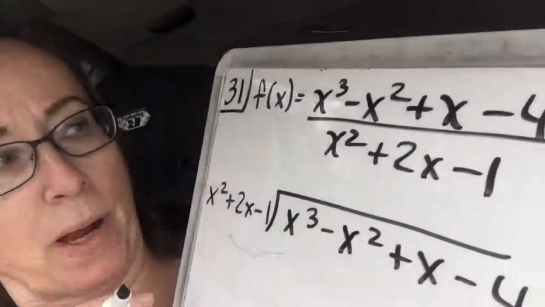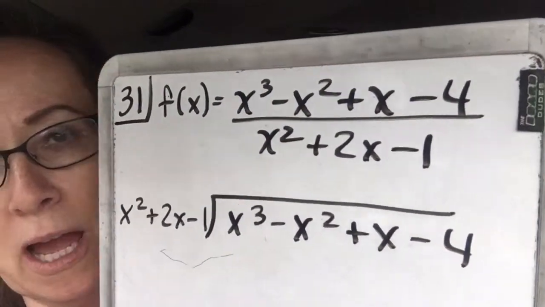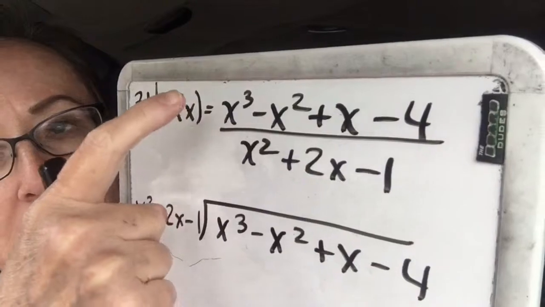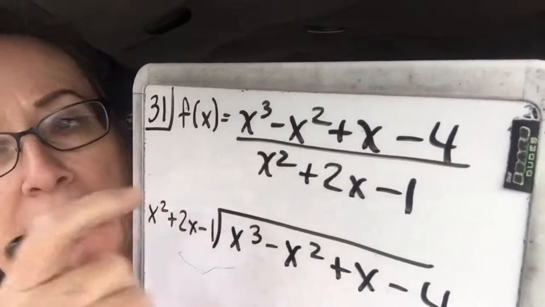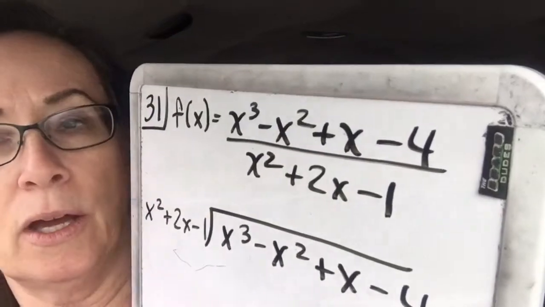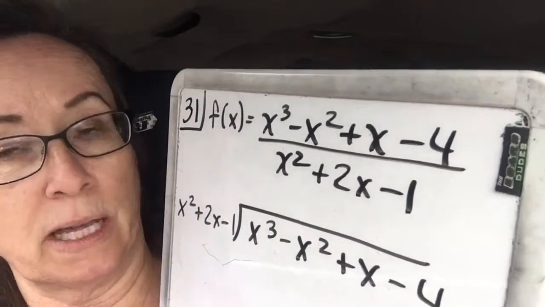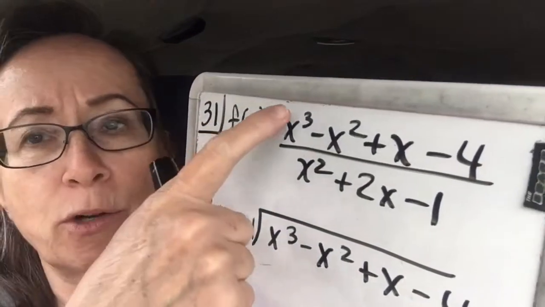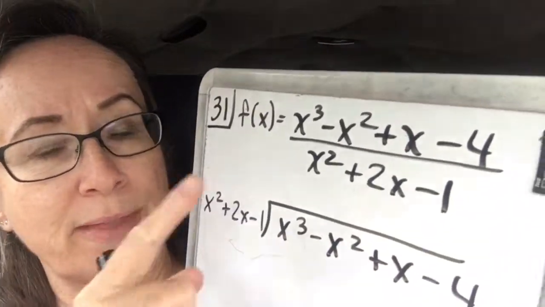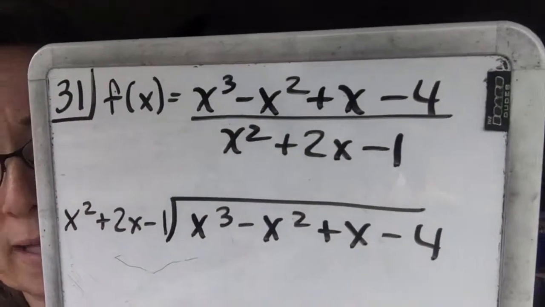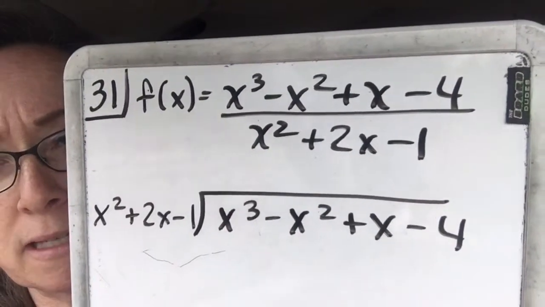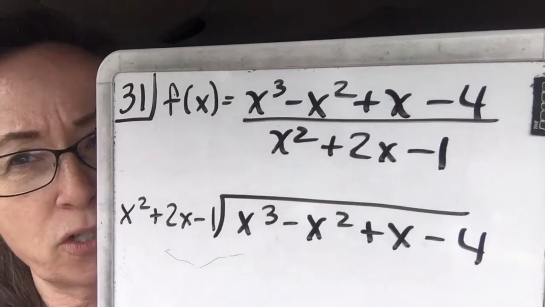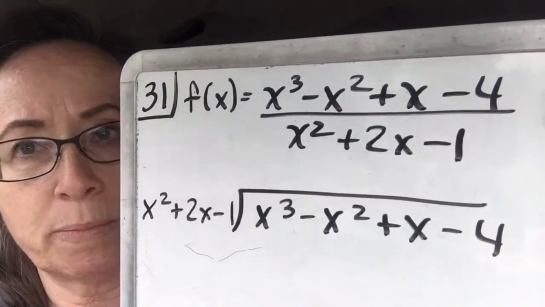Now we're doing problem number 31, and our job here is to find the oblique asymptote. Remember, when the numerator degree is higher than the denominator degree, we have no horizontal asymptote, but we should have an oblique or slant asymptote when the degree in the numerator is just 1 more than the degree in the denominator, which is what we have here. To find it, we're going to do long division, and we're only going to be concerned with the whole number portion.